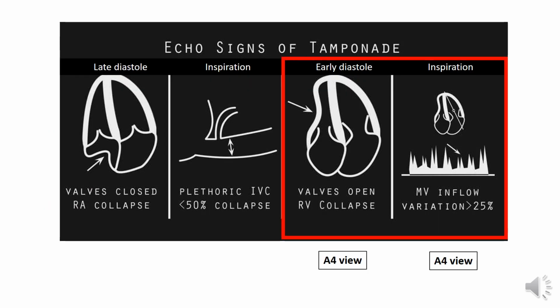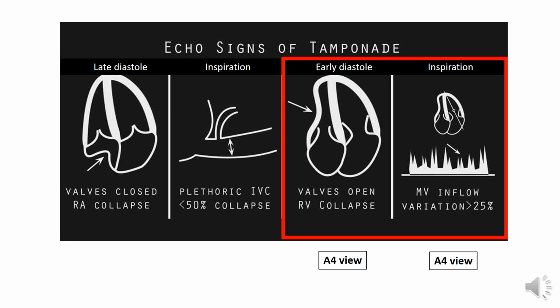Signs of tamponade: simply when we get this view, the apical four-chamber view, and while the valve is open, which means at diastole, we saw this picture of the right ventricle become compressed during diastole. This is one of the echo signs of tamponade.